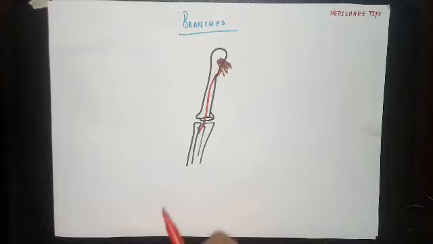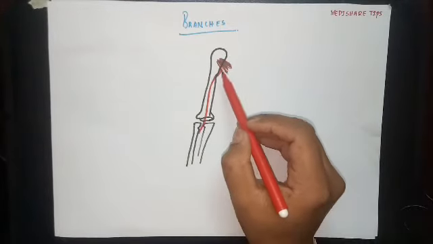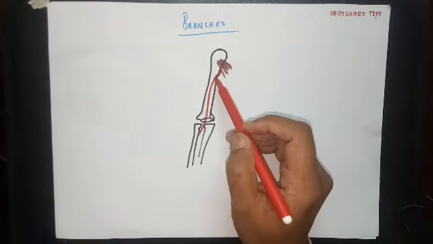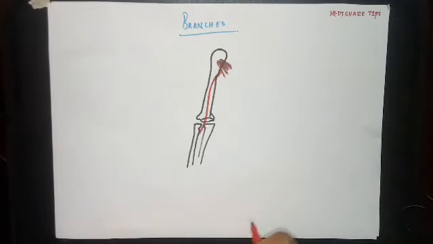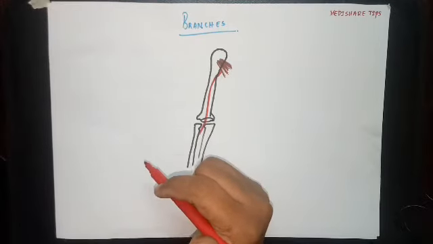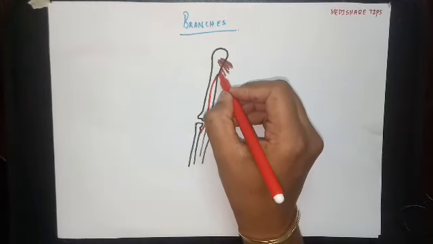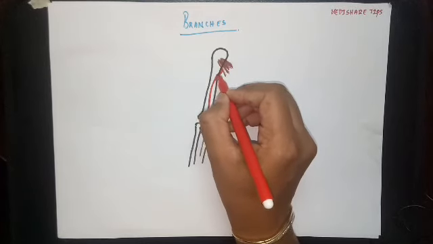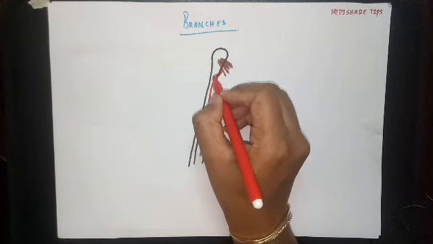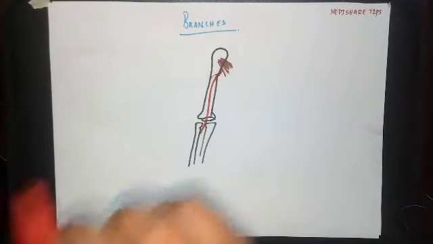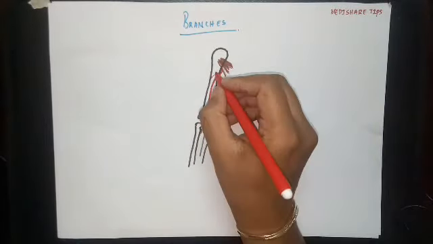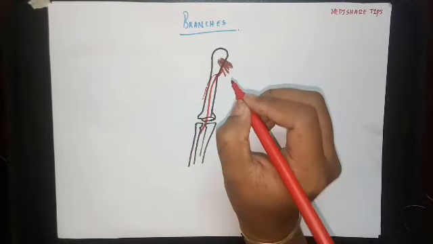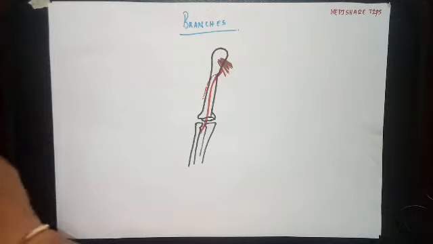So after starting from the lower border of the teres major, immediately distal to the teres major muscle, it gives an important branch which is known as the profunda brachial artery. The profunda brachial artery is the first branch of the brachial artery, and the artery passes posteriorly through the spiral groove with the radial nerve. So this artery is known as profunda brachial artery.